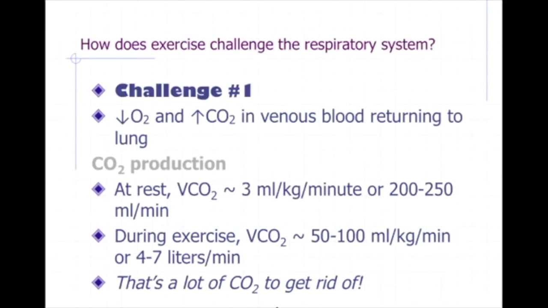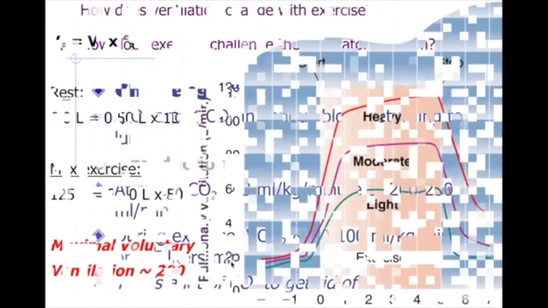What are the changes that we're going to see in our respiratory system when we start to exercise? Well, we talked about how we are producing so many waste products, and so much carbon dioxide and hydrogen ions as well. We go from about 3 milliliters per kilogram per minute being produced to upwards of 50 to 100 milliliters per kilogram, which really is going from about 200 or 250 milliliters to upwards of 4 to 7 liters per minute. That's a huge amount. So how do we get rid of this?